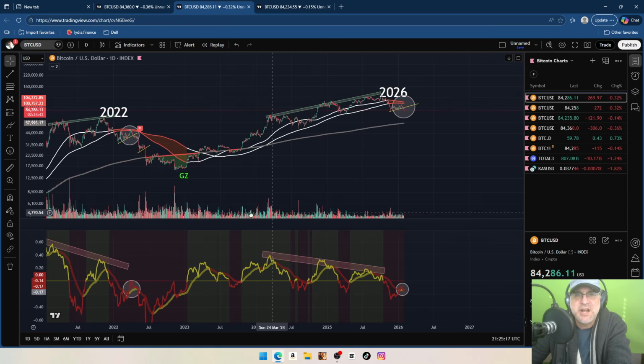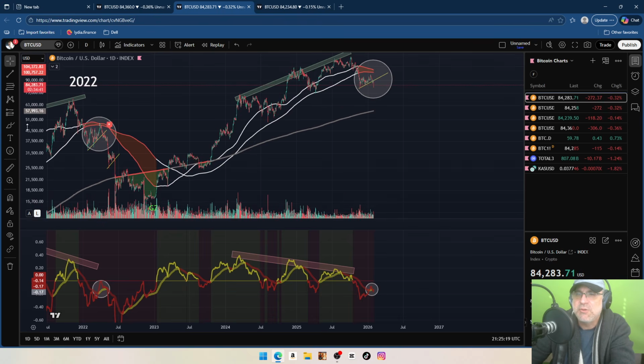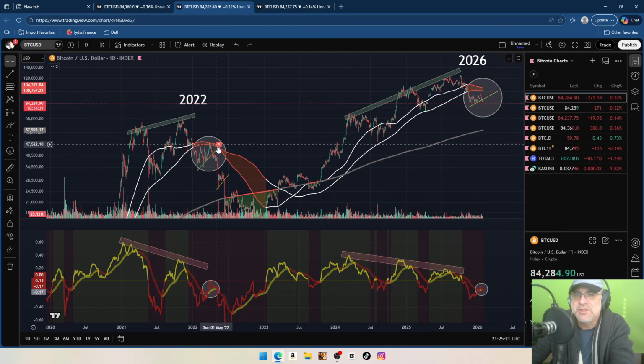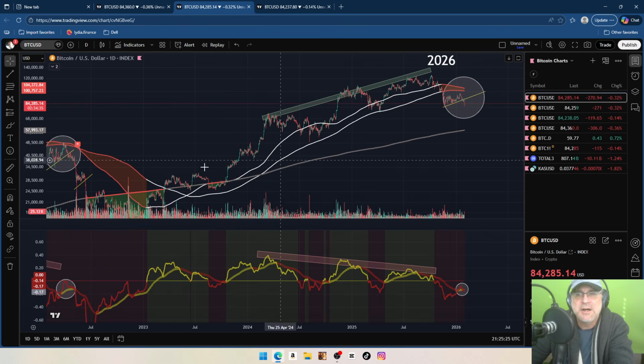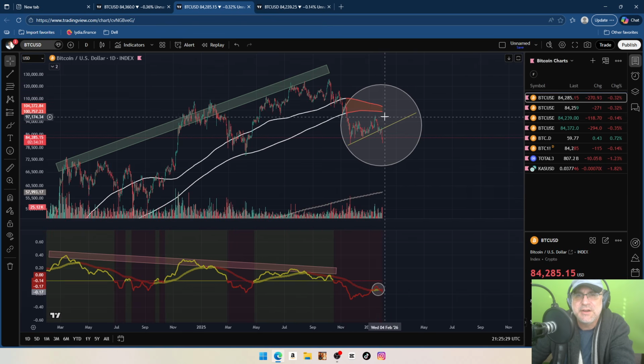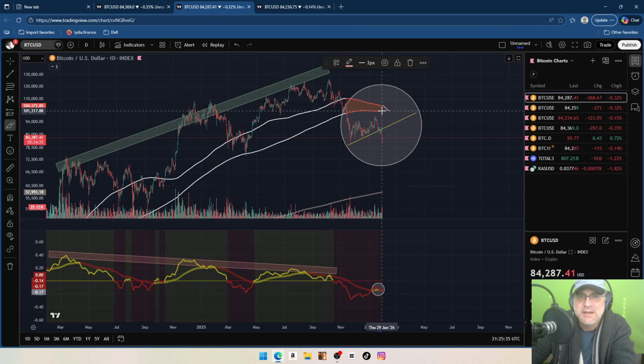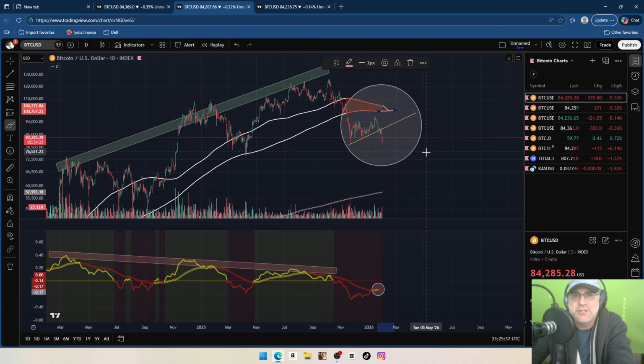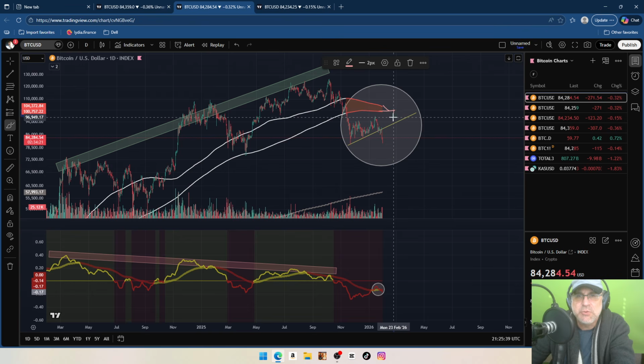We're fixing to get an Iron Cross on the daily. We still haven't got the Iron Cross or the dome like we've had in all the previous cycle domes. But this 200 and the 400, this is coming together. They're getting ready to meet. So if this keeps coming down and the 400 is going up, eventually we're going to get that cross.